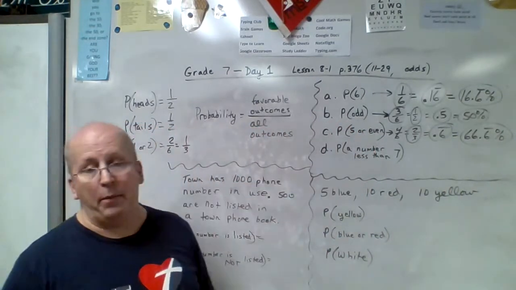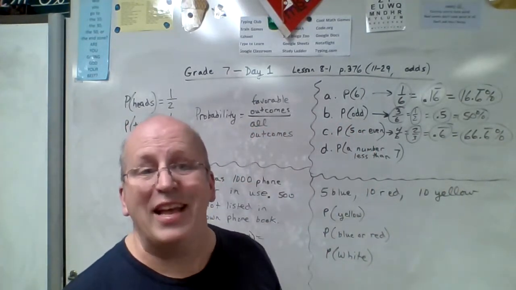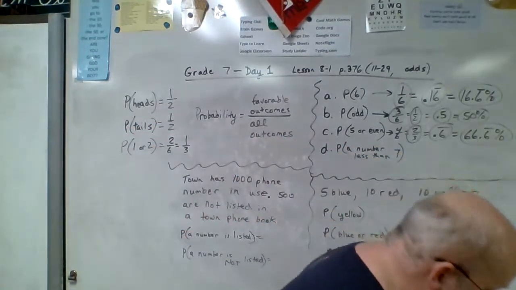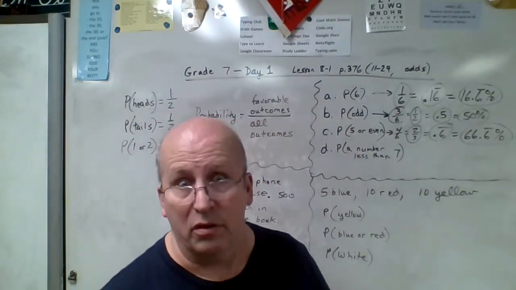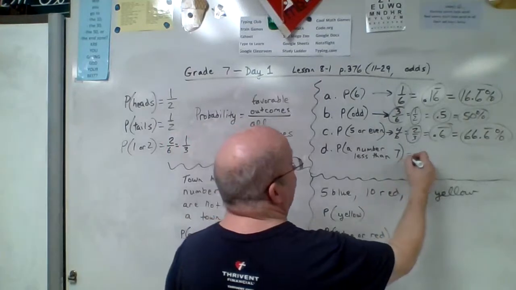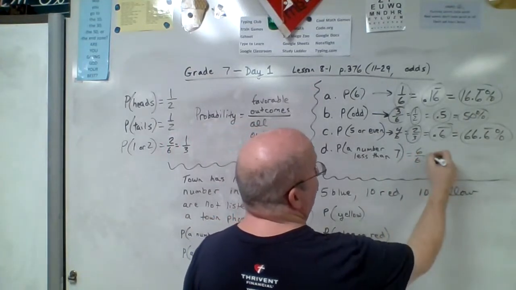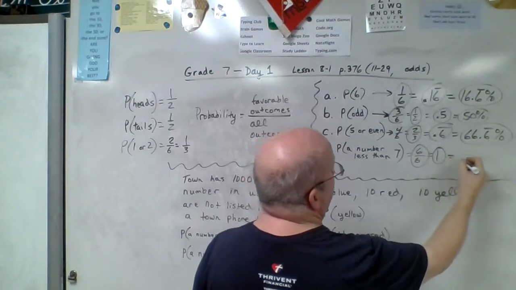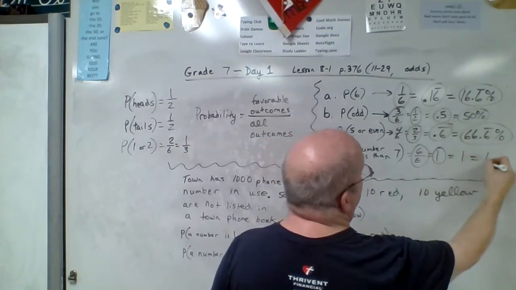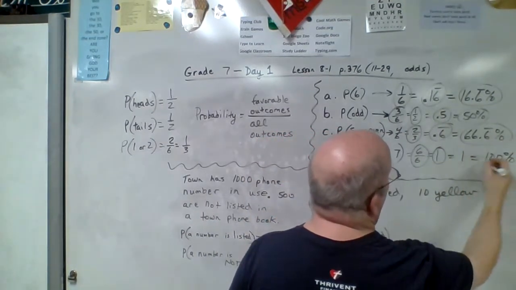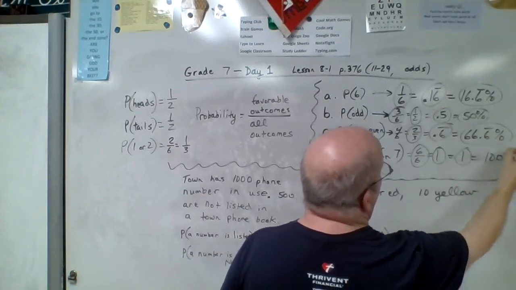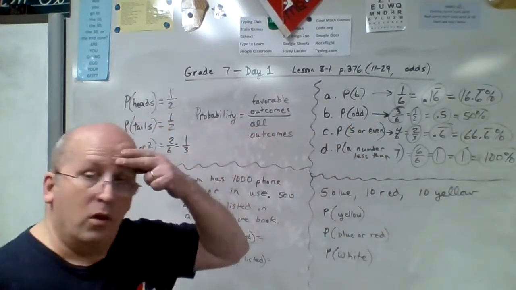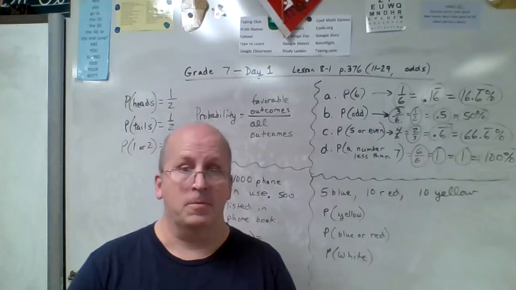Finally, what's the probability of getting a number that is less than 7? Well, all of the numbers are less than 7, right? So we would write that as 6 out of 6, or the number 1. The decimal value of that is 1. The percent value of that is 100%, because you have to move the decimal point over 2 places. So those are the green dot problems.